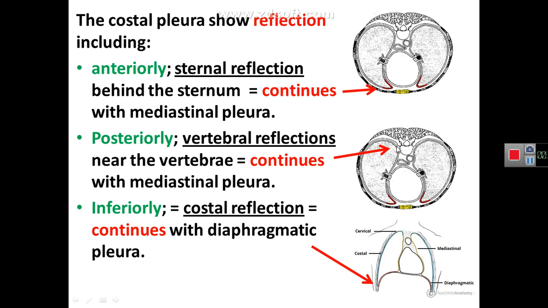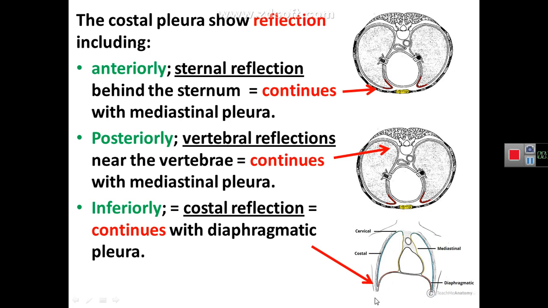The other is the posterior reflection, which is the vertebral reflection because it is on the sides of the vertebra. And again, this reflection or this angle is a continuity between the costal pleura and also the mediastinal pleura.